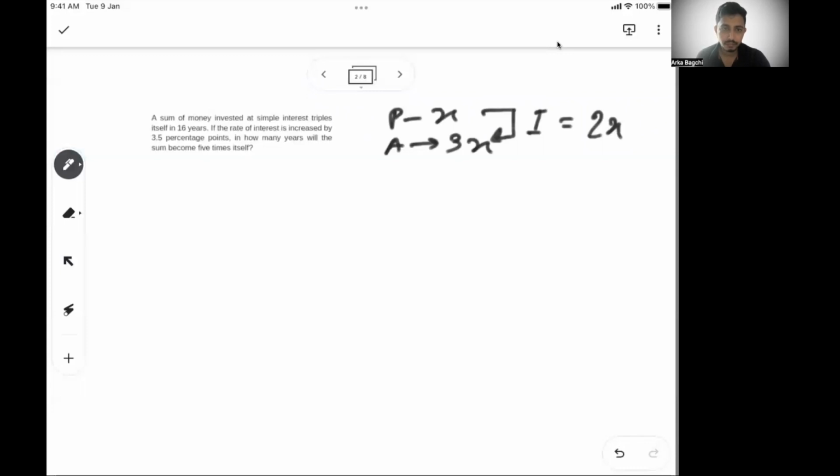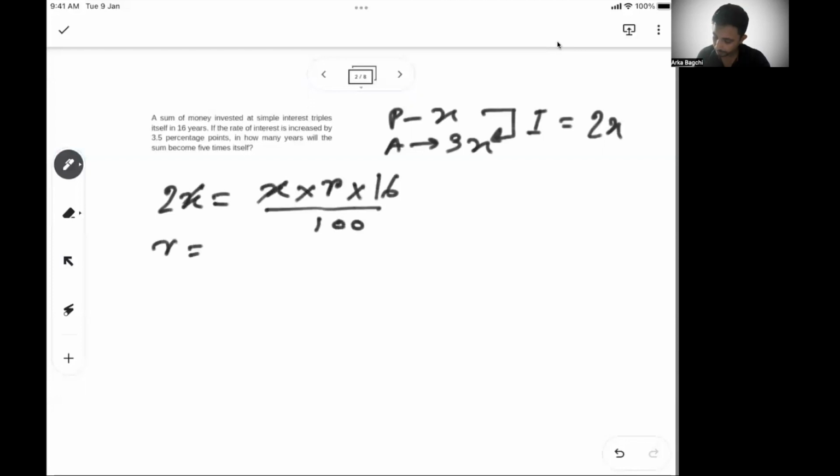So it triples itself in 16 years. So just applying the formula of simple interest. 2X is the interest, X is the principal. The rate of interest is what you need to calculate. Time is 16 years, and this is by 100. So if I do this, R becomes 200 by 16, or I can say 100 by 8, or 12.5%, right? So R becomes 12.5%.